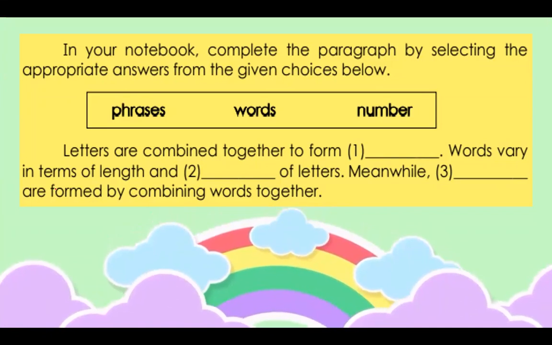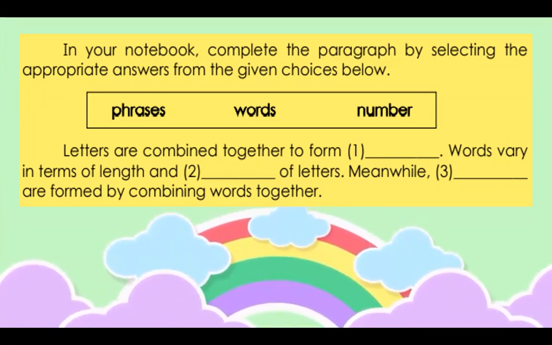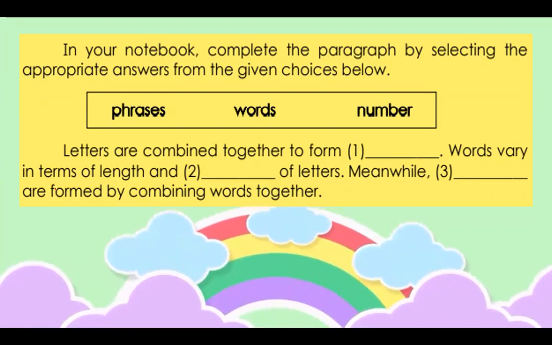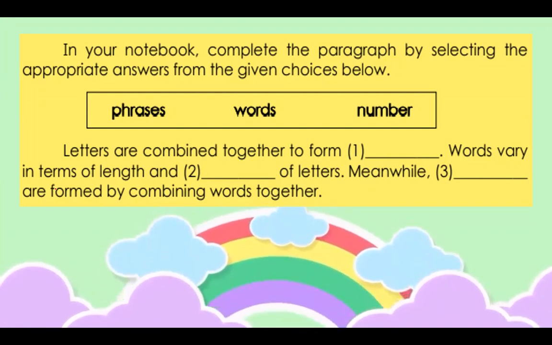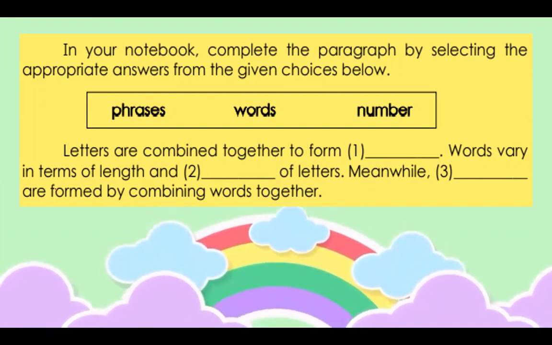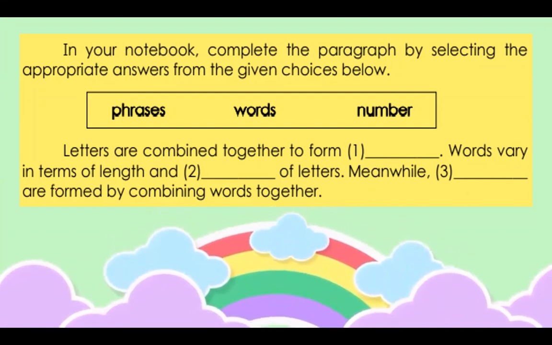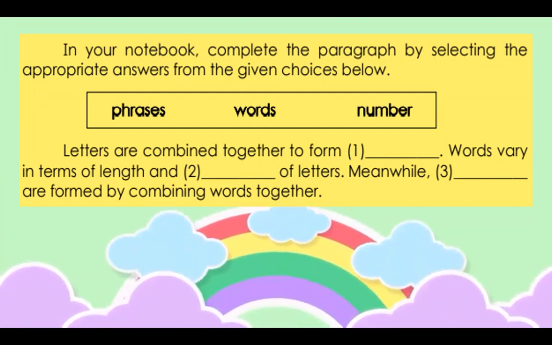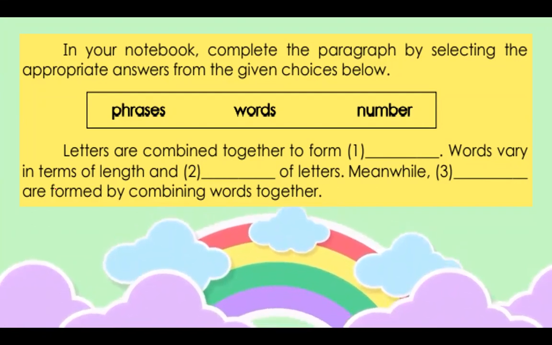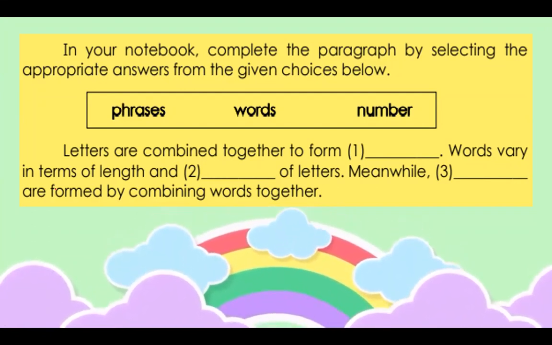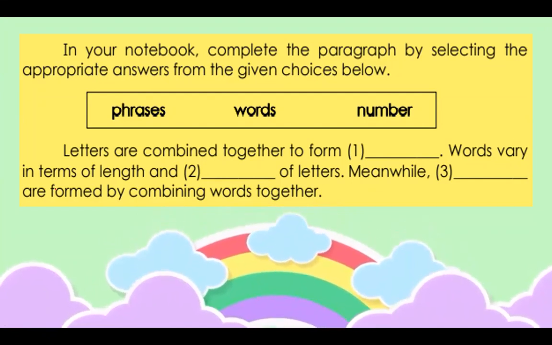Now for your last activity, in your notebook complete the following paragraph by selecting the appropriate answers from the given choices below. The given choices are phrases, words, and numbers. Now supply the correct word to complete the paragraph. Letters are combined together to form blank. Words may vary in terms of length and blank of letters. Meanwhile, blank are formed by combining words together.